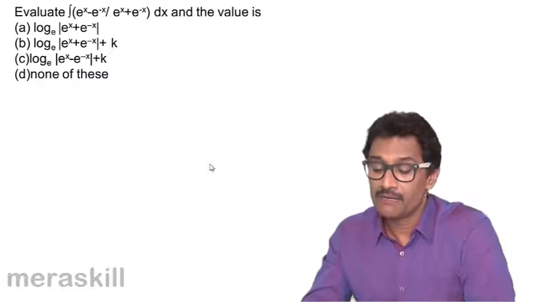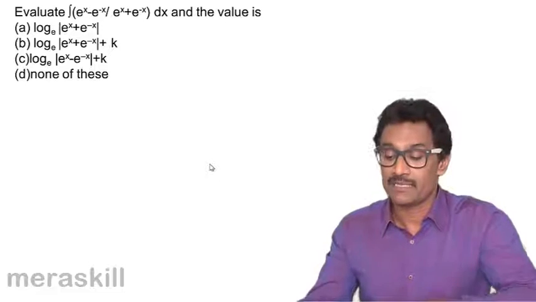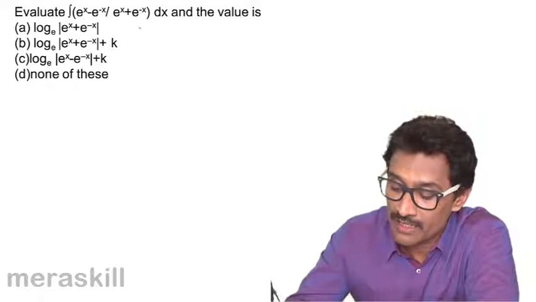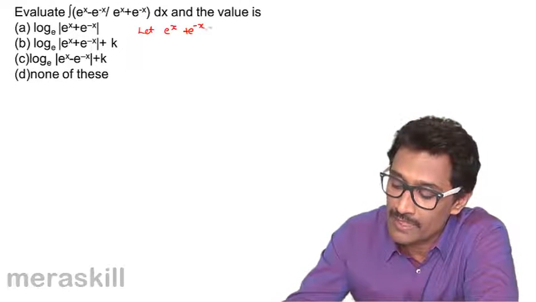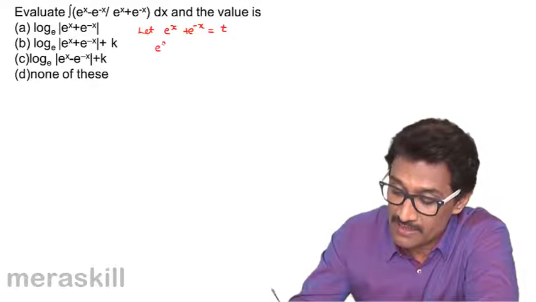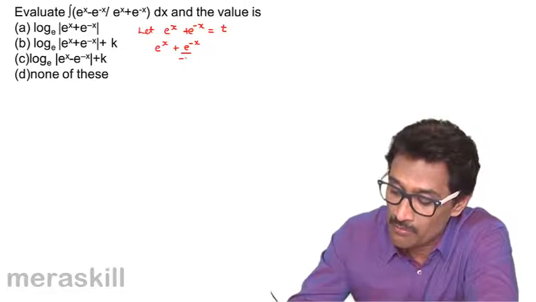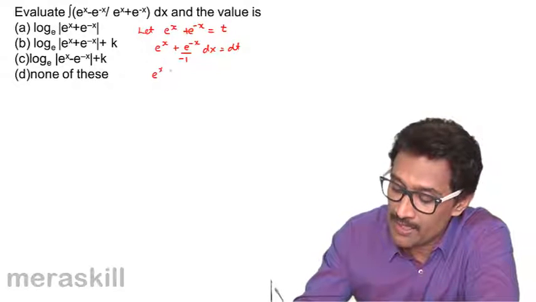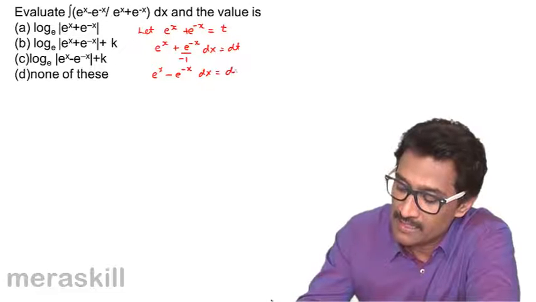Okay. Here we have to evaluate the integral of e raised to x minus e raised to minus x divided by e raised to x plus e raised to minus x. How do we do the substitution over here? We can take, let e raised to x plus e raised to minus x be equal to t. So taking the derivative, this becomes e raised to x, and this becomes e raised to minus x upon minus 1, and dx is dt. So ultimately e raised to x minus e raised to minus x dx is dt.